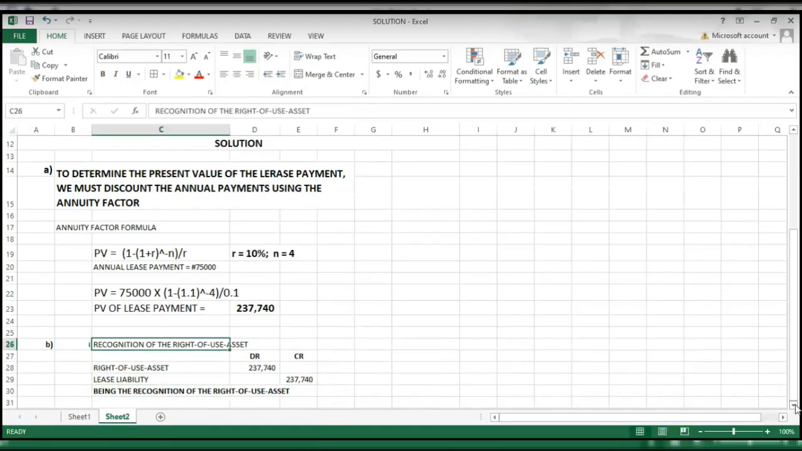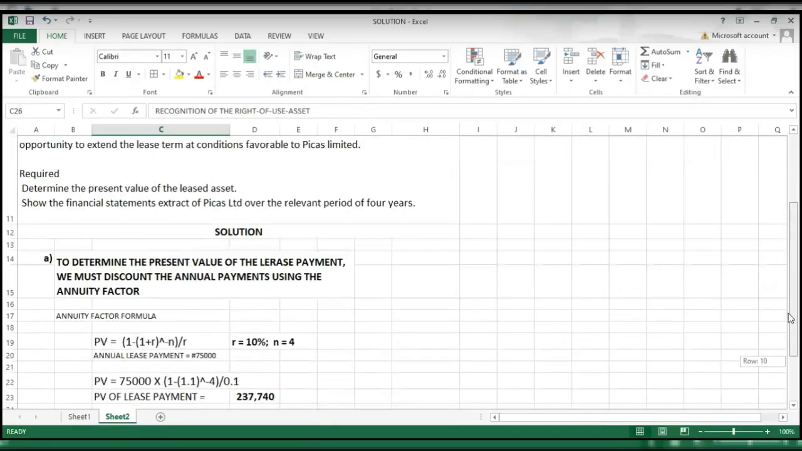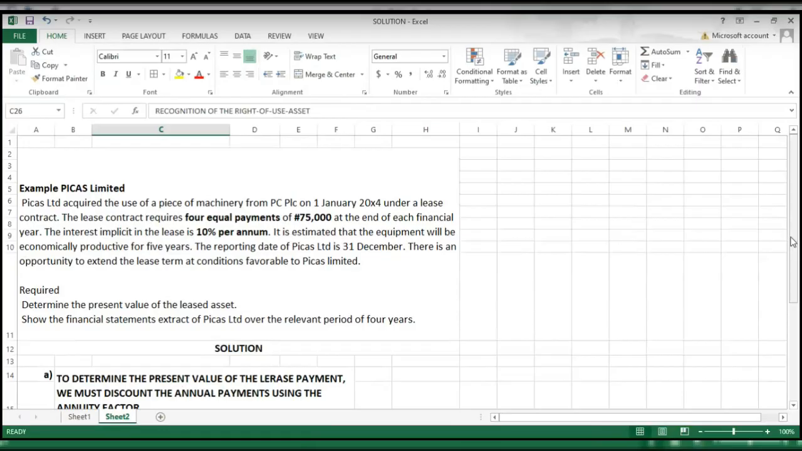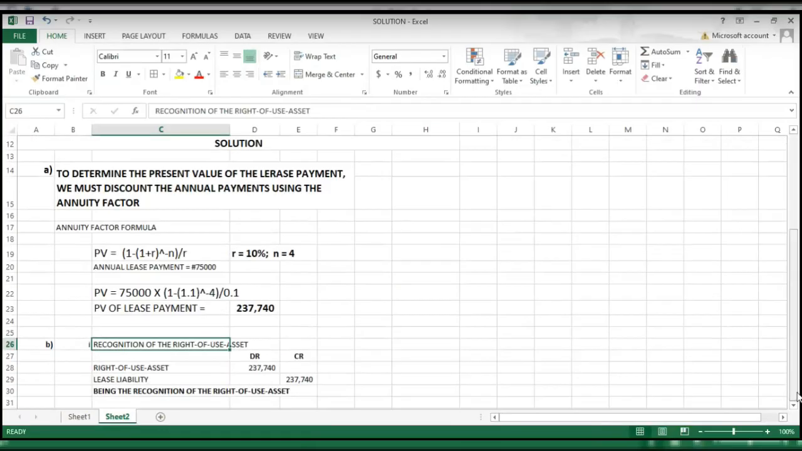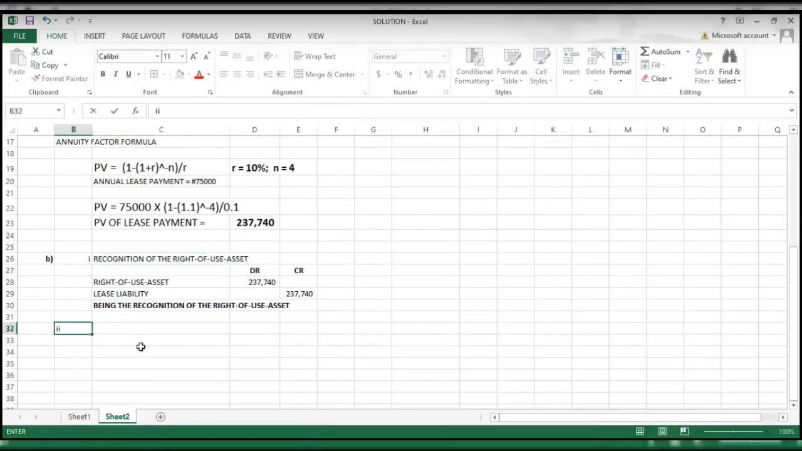That's that. After doing that, the next thing for us to do is to calculate the depreciation on the right of use asset. So let me do that. Roman figure 2. What we are doing in this now is what? Calculation of annual depreciation.